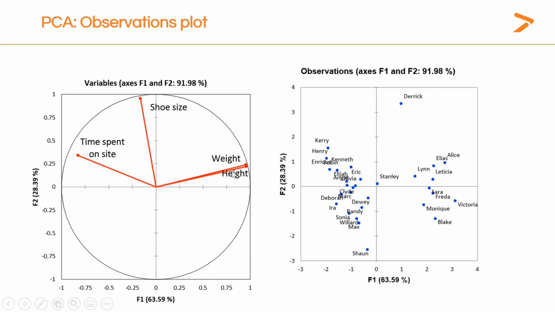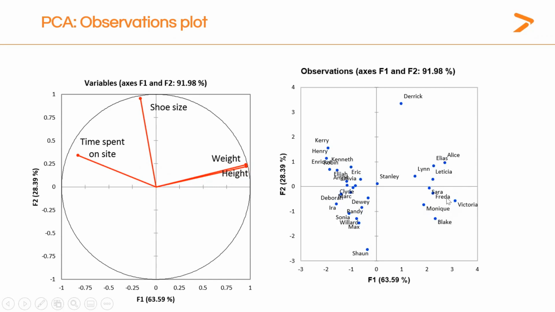So a short angle, or a small angle, such as between weight and height, shows a positive relationship. So when height increases, weight increases. And in the opposite, a wide angle shows a negative relationship. So when weight increases, time spent on site decreases, for instance. And a right angle shows no relationship between the variables.